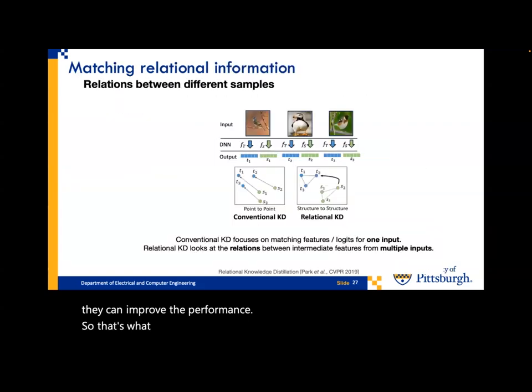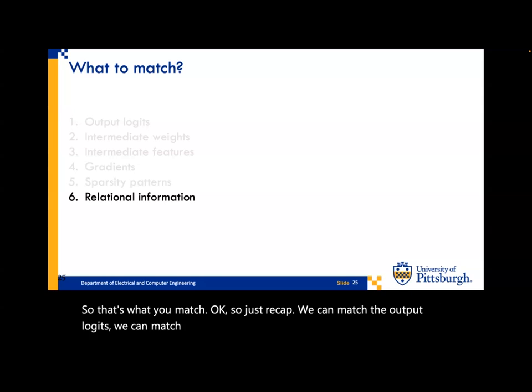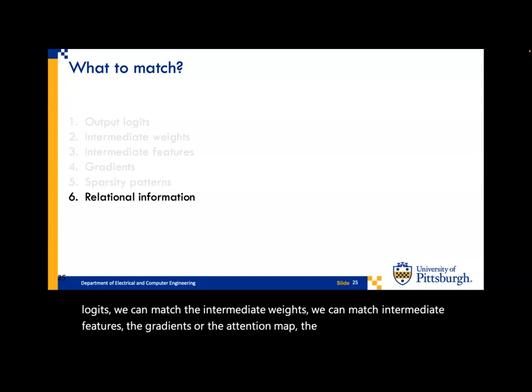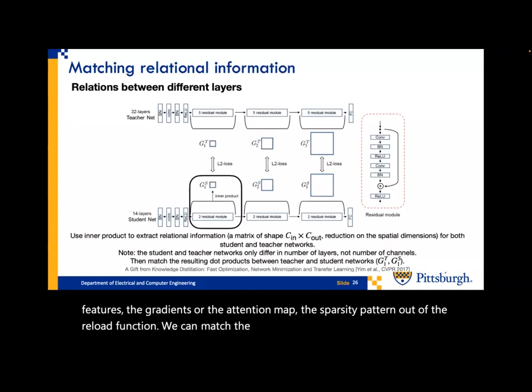Okay, so just to recap. We can match the output logits. We can match the intermediate weights. We can match intermediate features, the gradients or the attention map, the sparsity pattern out of the ReLU function. We can match the relational information. Okay.